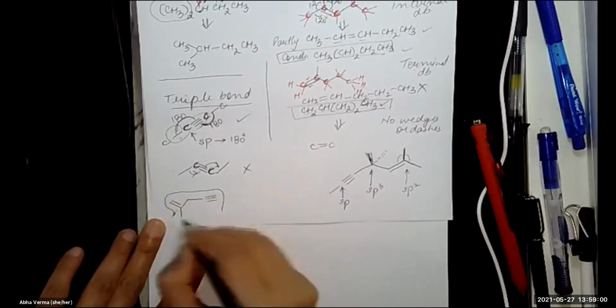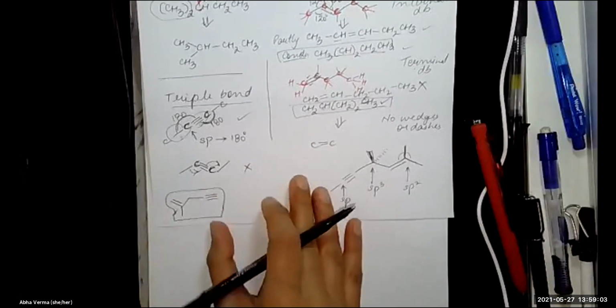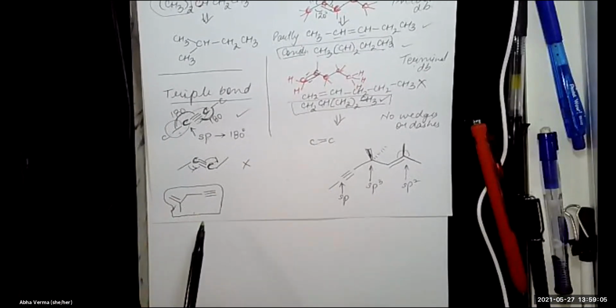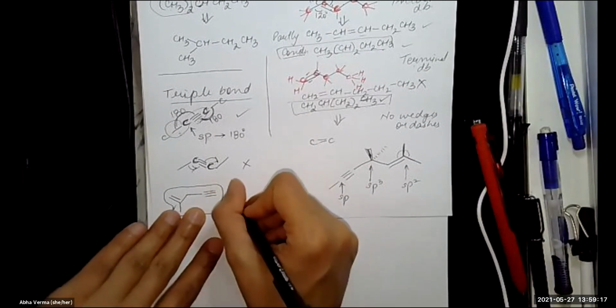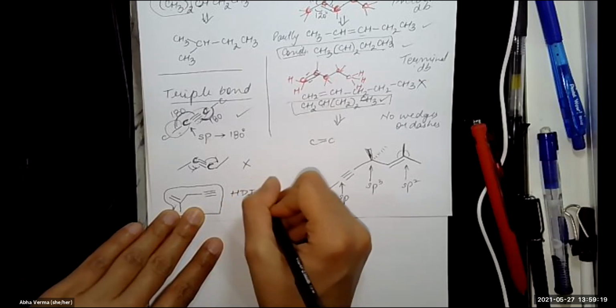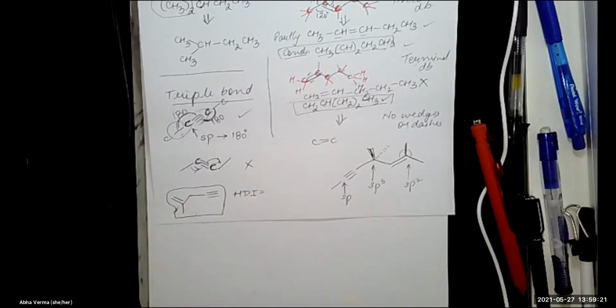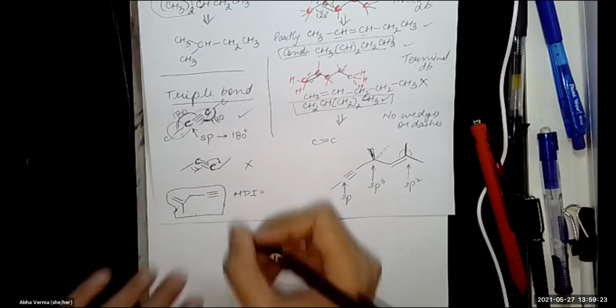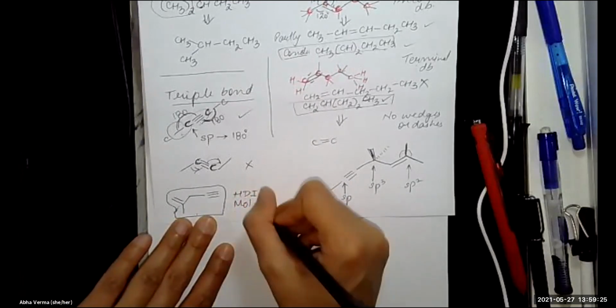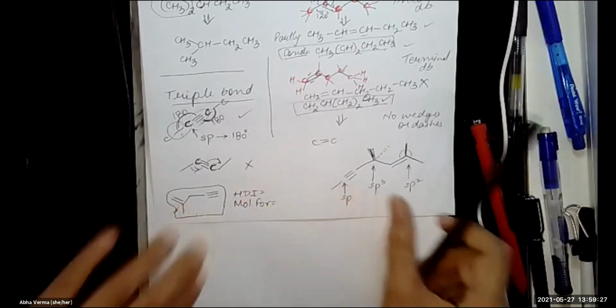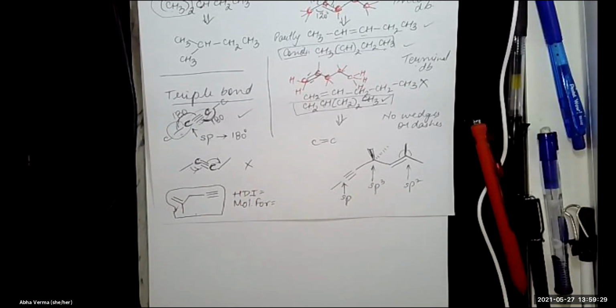All of you see this structure. I want all of you to draw this structure. This is a bond line structure, right? So I have two questions for all of you. What is the HDI of this molecule? And what is the molecular formula for this compound?